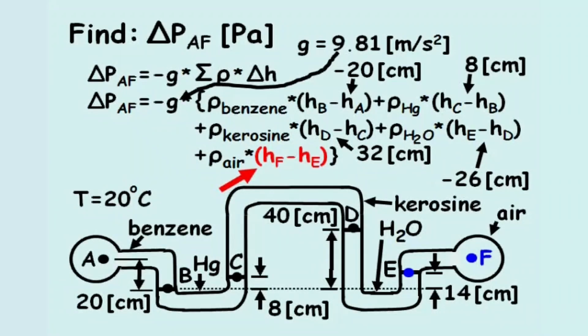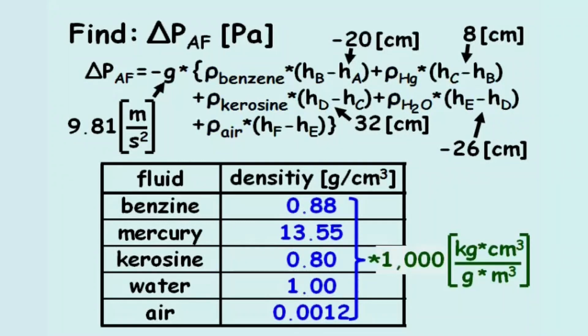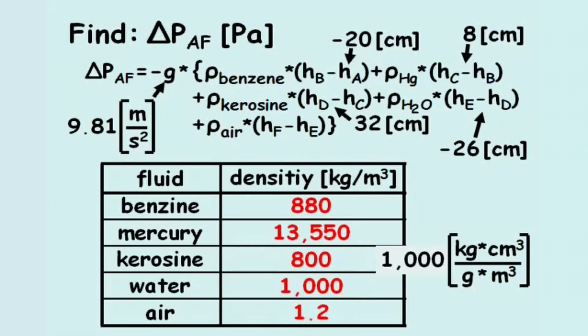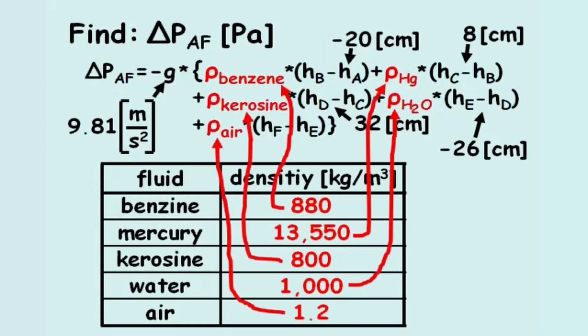Next, we'll look up the densities of these 5 fluids at standard temperature in units of grams per cubic centimeter. Then we'll multiply these values by 1,000 to convert the densities to units of kilograms per meter cubed. And after we plug these densities into their appropriate variables, we notice the density of air is so much smaller than the other densities that we can neglect this final term from the calculation.